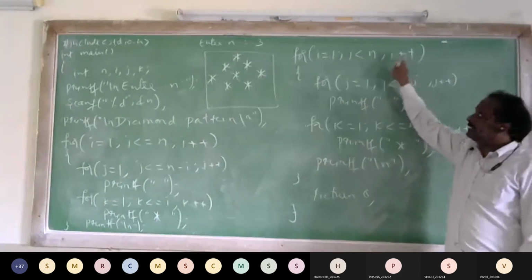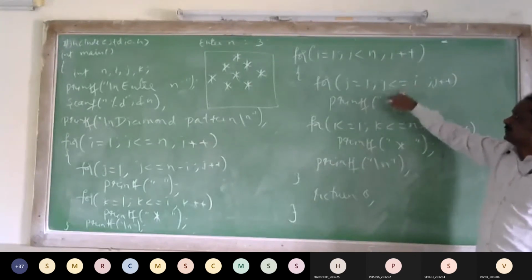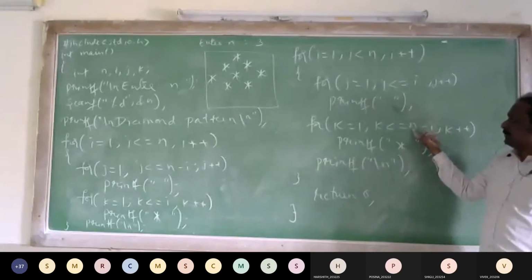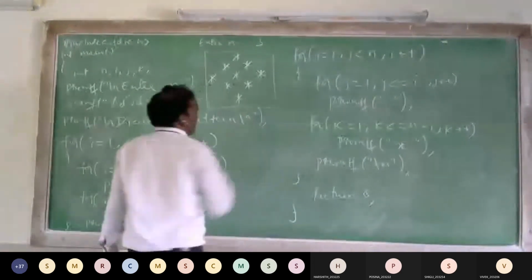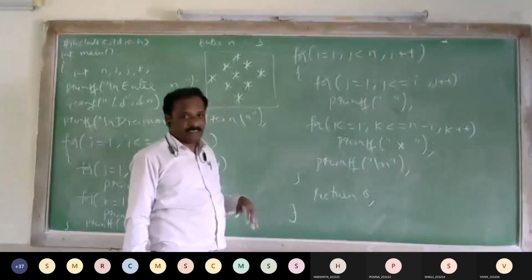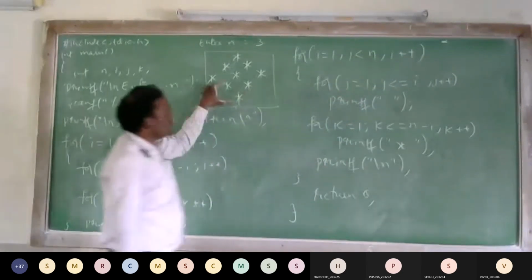i plus plus. i is 2. 2 less than or equal to 3. Now, how many spaces? 2 spaces. How many stars? n minus i, 3 minus 2 is 1. So after 2 spaces, you are printing 1 star. i plus plus. i is 3. 3 less than or equal to 3. False. Because I want to print only 2 rows here.